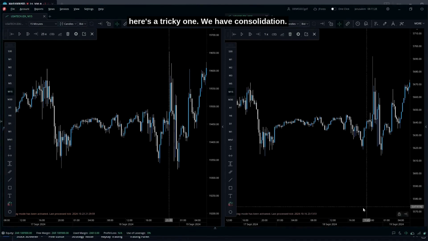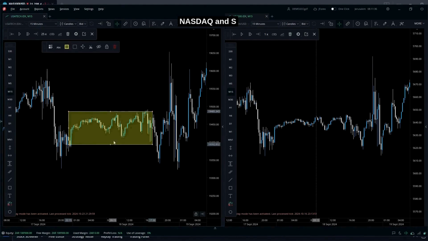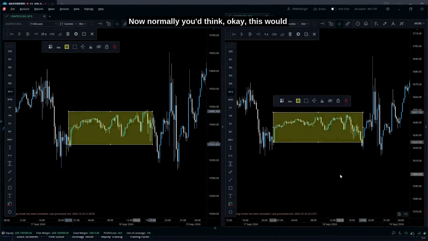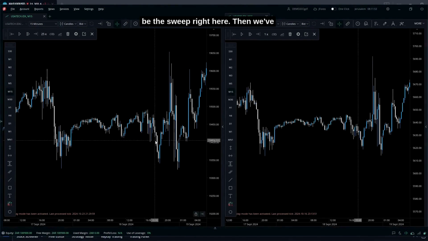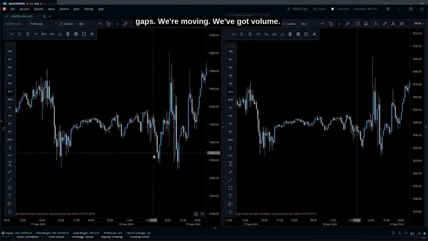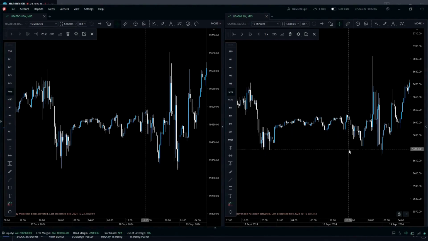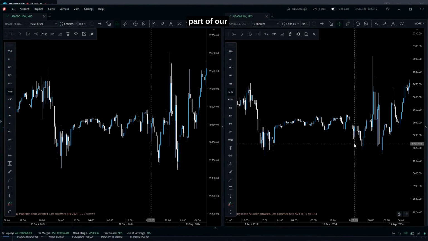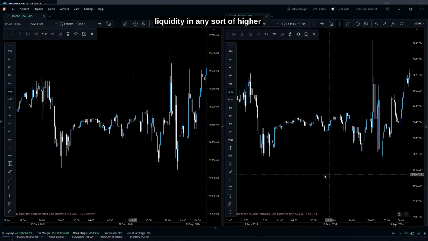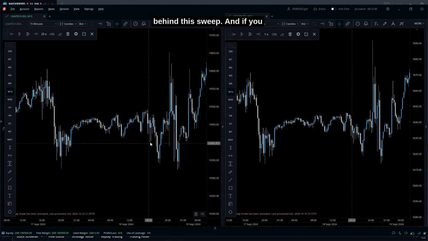Now here's a tricky one. We have consolidation, right, on both sides. I'm using NASDAQ and S&P side by side to compare. Now normally you'd think, okay, this would be the sweep right here. There we've got inverse fair value gaps, we're moving, we've got volume. You might think that's the sweep initially, but no, we're missing a crucial part of our manipulation. We're not sweeping liquidity in any sort of higher time frame or any sort of confluence. There's no context behind this sweep.